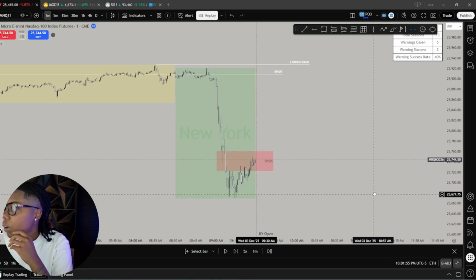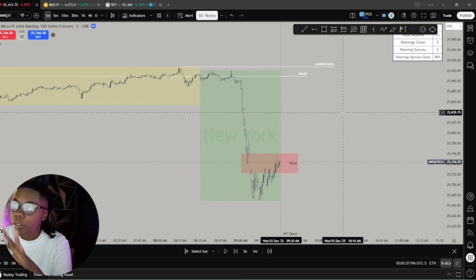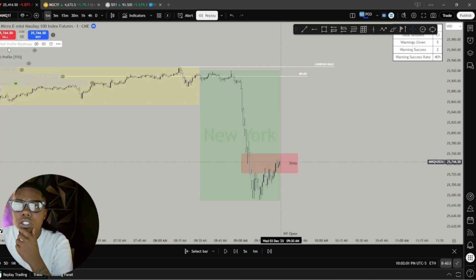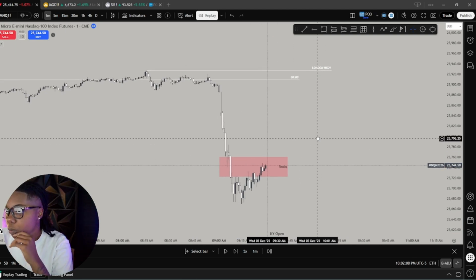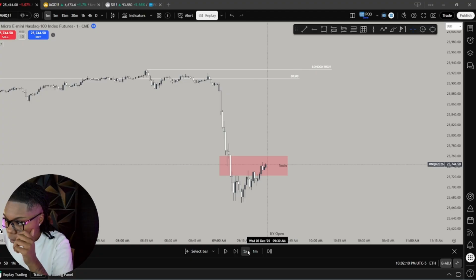So what I like to do, after I mark up where my session highs and lows are, is go ahead and turn these indicators off, right? Just to clean up any type of noise that we're seeing. We don't want to be confused. We don't want a lot of stuff on our charts. So we're gonna go ahead and just let this play out.